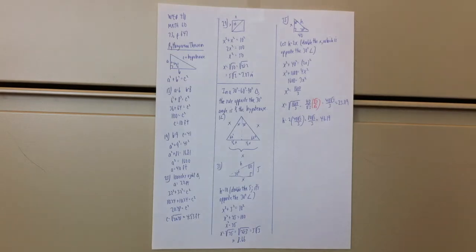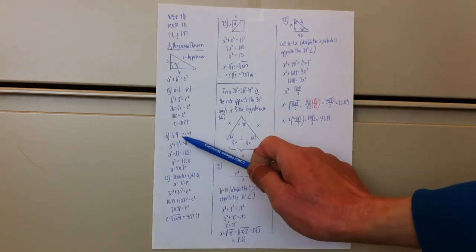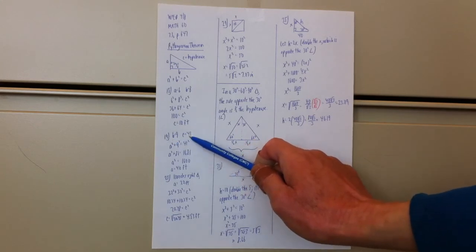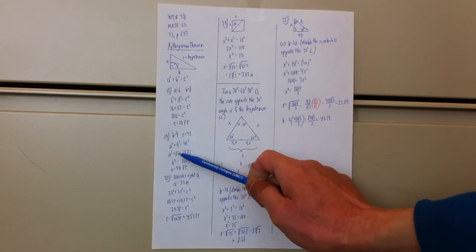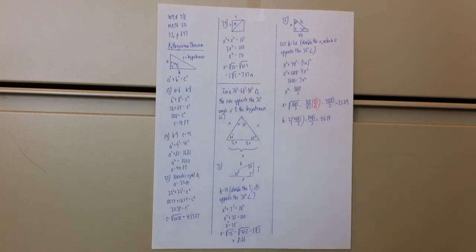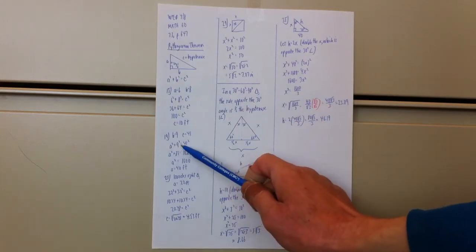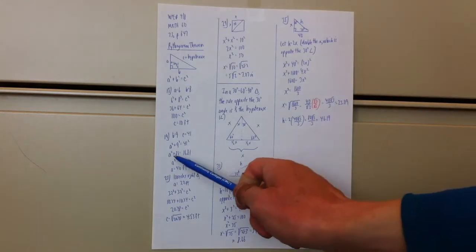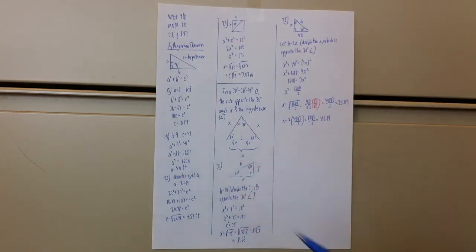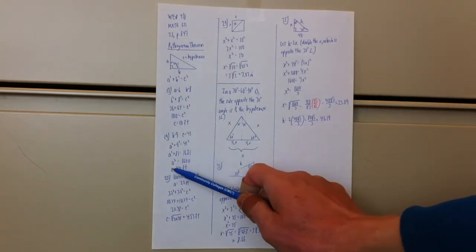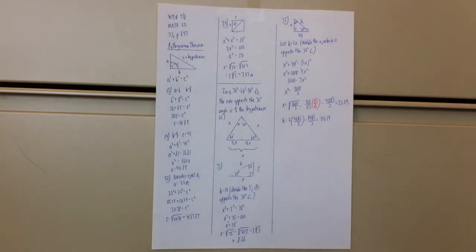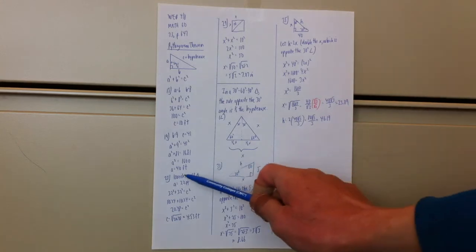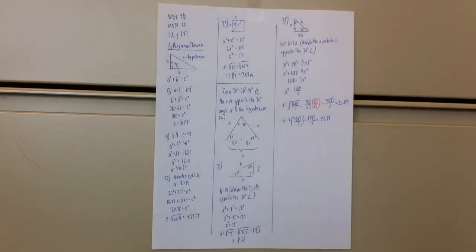19, something similar, only you're given one leg and the hypotenuse. B is 9, C is 41, so we're looking for A. So plug into A squared plus B squared equals C squared. A squared plus 9 squared equals 41 squared. 9 squared is 81. 41 squared is 1681. You can just punch that in your calculator. Subtract 81 on both sides. A squared equals 1600. A is the square root of 1600, which comes out to be 40 feet.